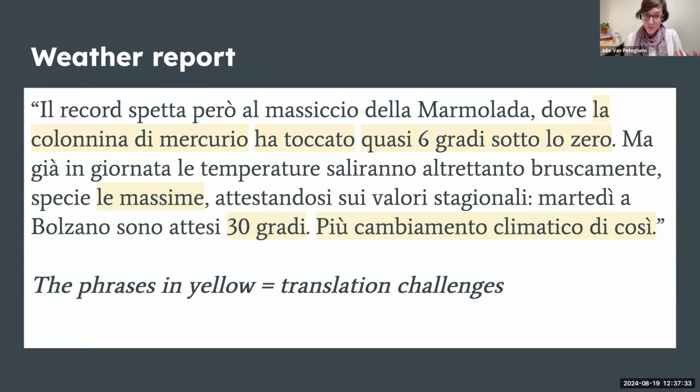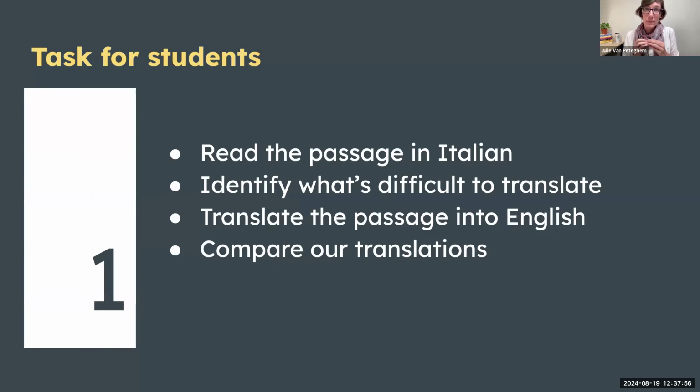So we read the passage, we identify where we may get stuck, and then we translated the passage into English and we compared our translations. So this was a 100% human affair up until this point. So what's important here is that the students realized I used my Italian language skills to see what's difficult here. And then my knowledge or the lack of knowledge of certain parts of the language created the difficulty. So they knew what was difficult in translating that passage.